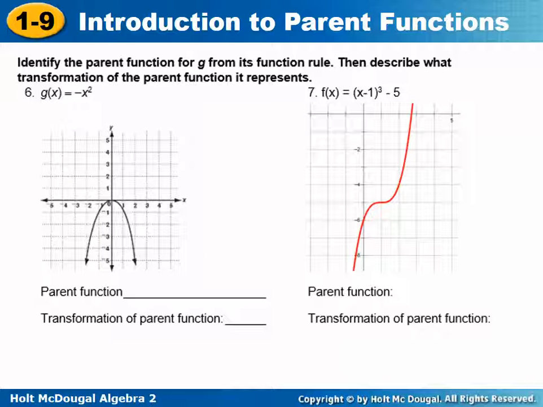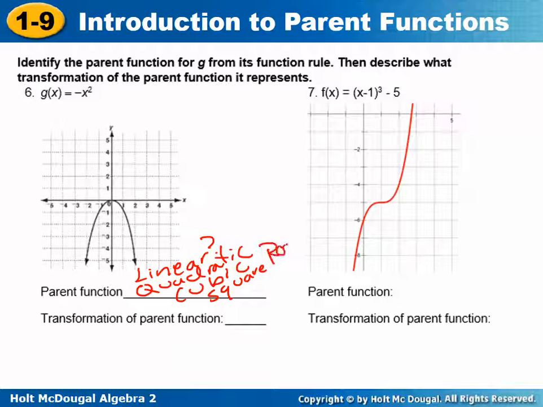All right, let's see. Number 6, we have a graph, and this time they give us the equation of the graph. It's g of x equals -x squared. So you're supposed to say, what is the parent function? Is it linear? Is it quadratic? Is it cubic or is it a square root function? If you're going to abbreviate square root, don't abbreviate it as square. You've got to write the word root.